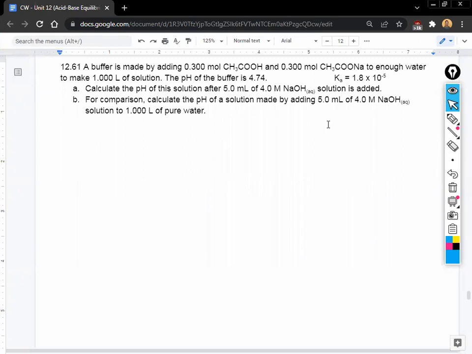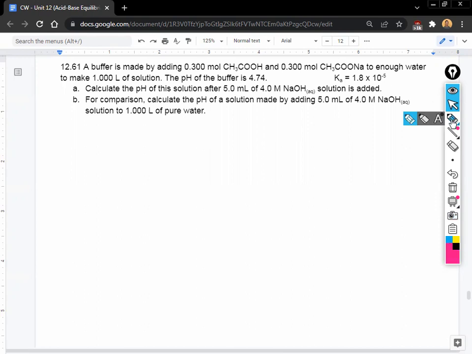You can work with someone next to you, but I'm going to go over it very slowly on the screen so that if you are having trouble, you don't get stuck. But if I'm going too slow for you and you want to forge on ahead, please feel free to do that. Okay, so 12.61, we're talking about a buffer that's made out of acetic acid and sodium acetate.